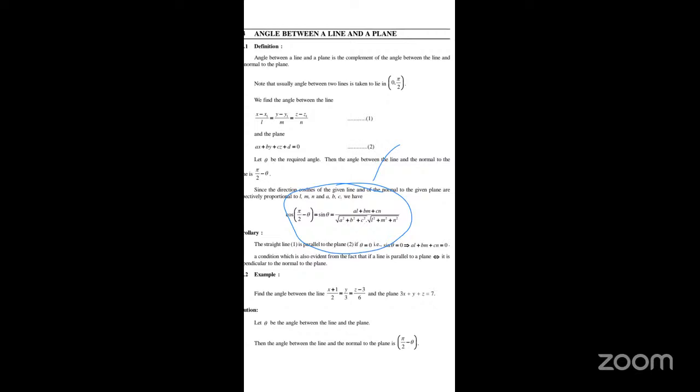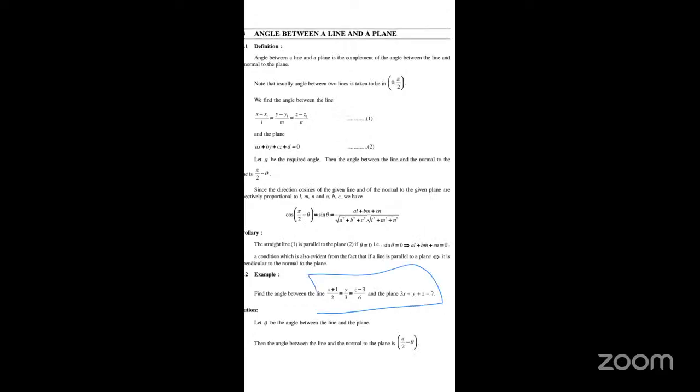See, if the plane and line both are parallel, like this, so this is the plane and this is the line L1. If both are parallel, then we are getting AL plus BM plus CN equal to 0. AL plus BM plus CN equal to 0.